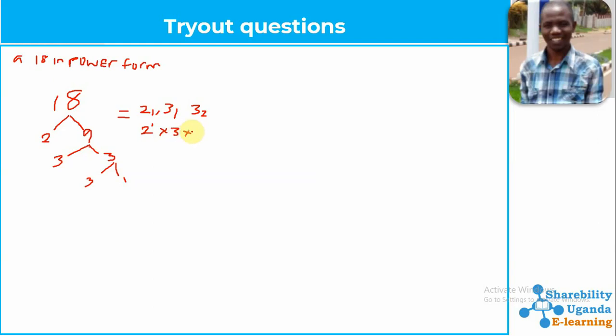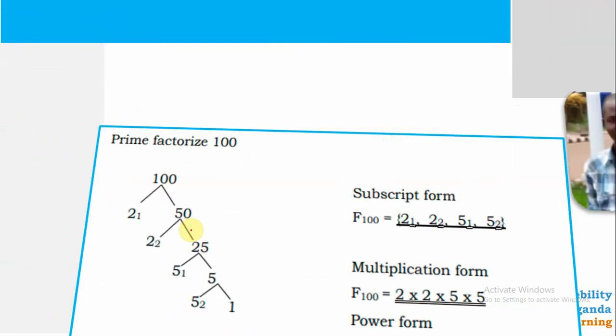Times 3. This is 2 one time, then 3, then 3. So for us to be able to present this in the power form, we write: our factor of 18 shall be equal to 2 to the power 1 because it appears once, times our 3 power what? Power 2 because it appears 2 times. So we shall have done that number in the power form.